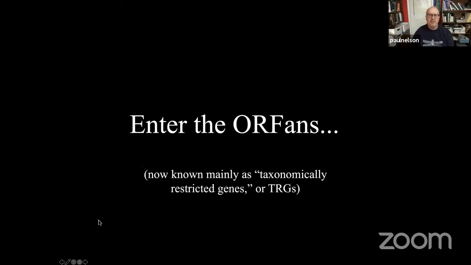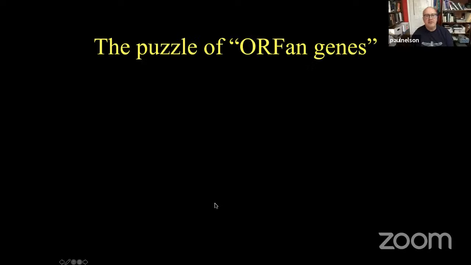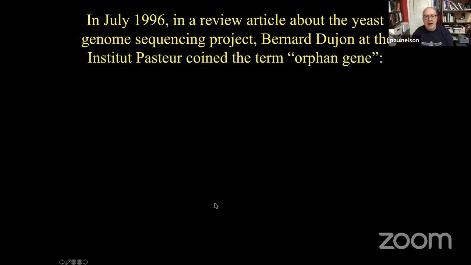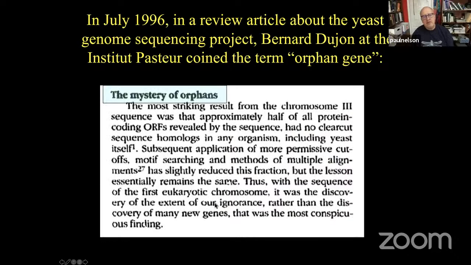Now, enter the ORFans, which, by the way, are known today mainly as taxonomically restricted genes. So this usage of ORFans is tending to die away, and they're known mainly in the literature as TRGs, short for taxonomically restricted genes. Now, the term ORFan itself was coined, I believe, in July 1996 by a French researcher in a review article on the yeast genome. And you can see the heading here, The Mystery of ORFans.